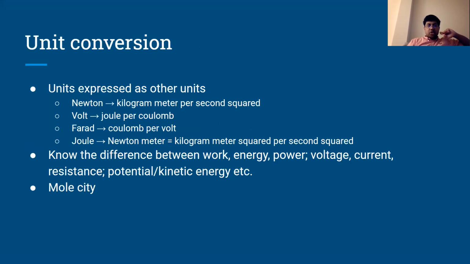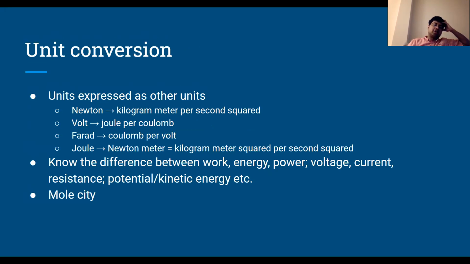Okay. Unit conversions. You should be able to understand units expressed as other units, especially when you have to do computations, like calculating force given mass and distance, or mass and gravity, et cetera. So a Newton is a kilogram meter per second squared. A volt is a joule per coulomb. A farad is a coulomb per volt. A joule is a Newton meter, or a kilogram meter squared per second squared. Those are things you should know. You should know that a watt is a joule per second, for example. So you get the idea. And know the difference between work, energy, and power.